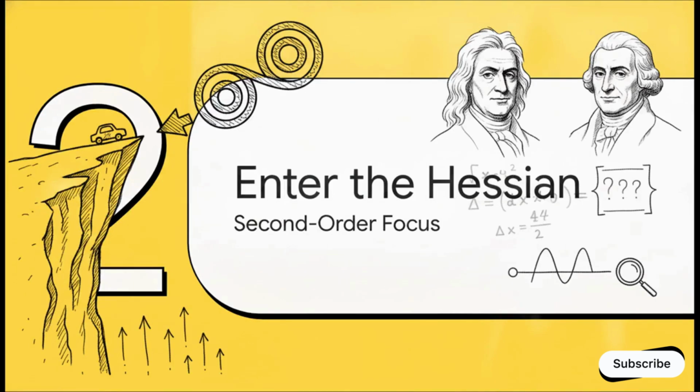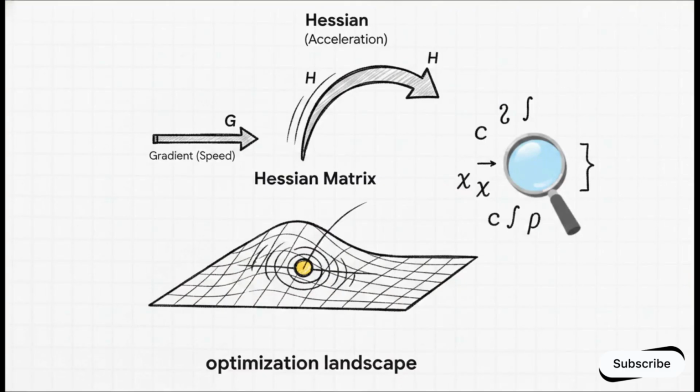Which brings us to section 2. Enter the Hessian matrix. So, how do we see the curve before we actually fly off the cliff? Well, centuries ago, brilliant minds like Isaac Newton and Joseph Louis Lagrange realized that first-order slope information just wasn't cutting it. They solved this by taking the derivative of the derivative. Enter the Hessian matrix. By definition, it's the square matrix of all second-order partial derivatives of a scalar-valued function. If the gradient is your speed, the Hessian is your acceleration. It tells you exactly how the slope itself is changing over time. In optimization terms, the Hessian measures the local curvature of your landscape. It essentially tells us mathematically exactly how much we can trust our gradient at any given exact moment.